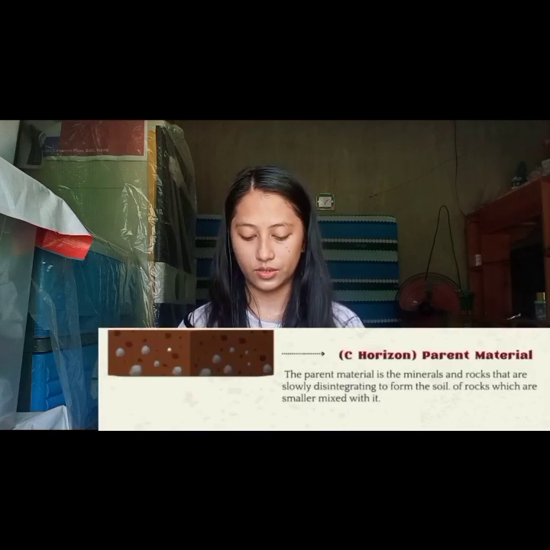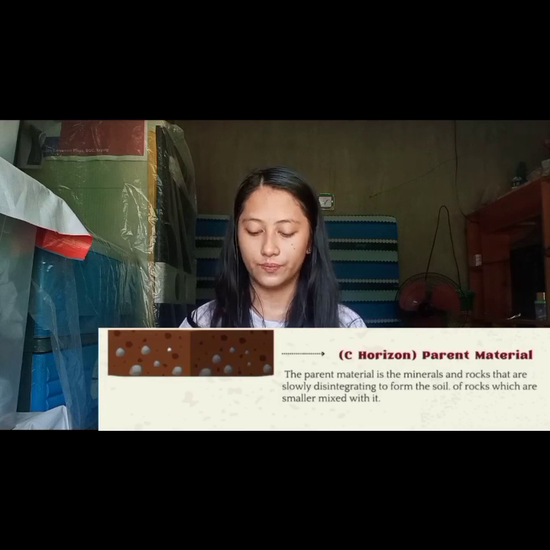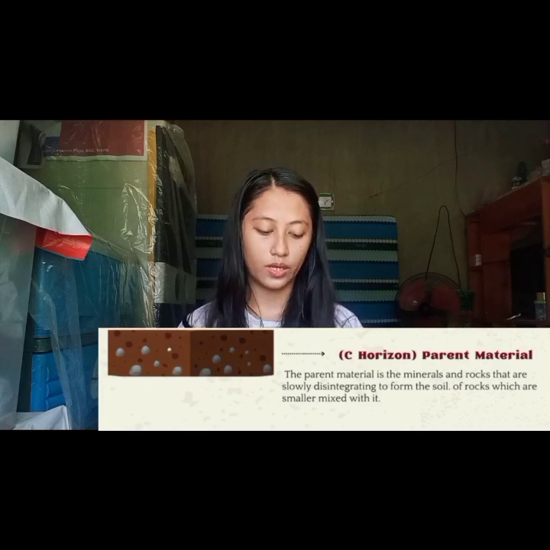The fourth one is the parent material or the C horizon. The parent material is the minerals and rocks that are slowly disintegrating to form the soil, with smaller rocks mixed with it. The C horizon, this layer, there's no plant or organic matter.